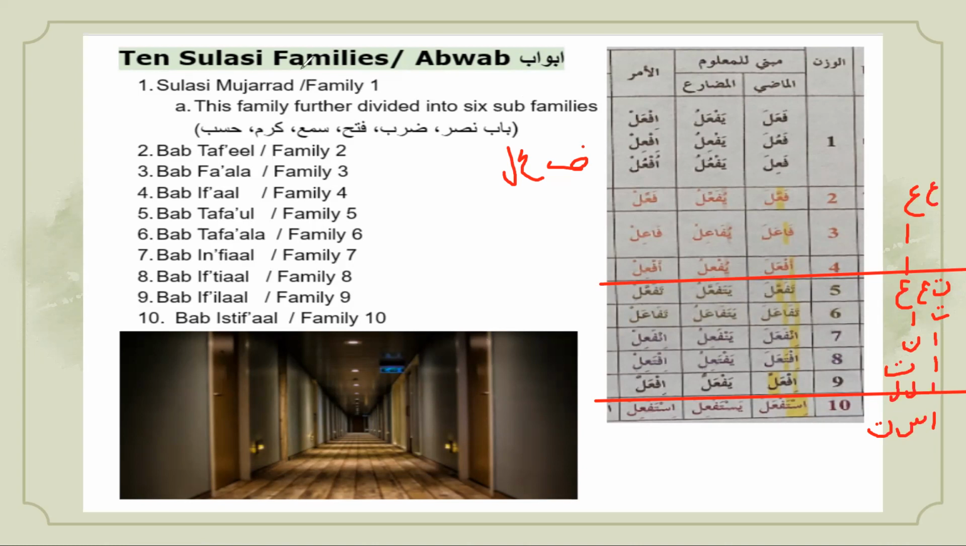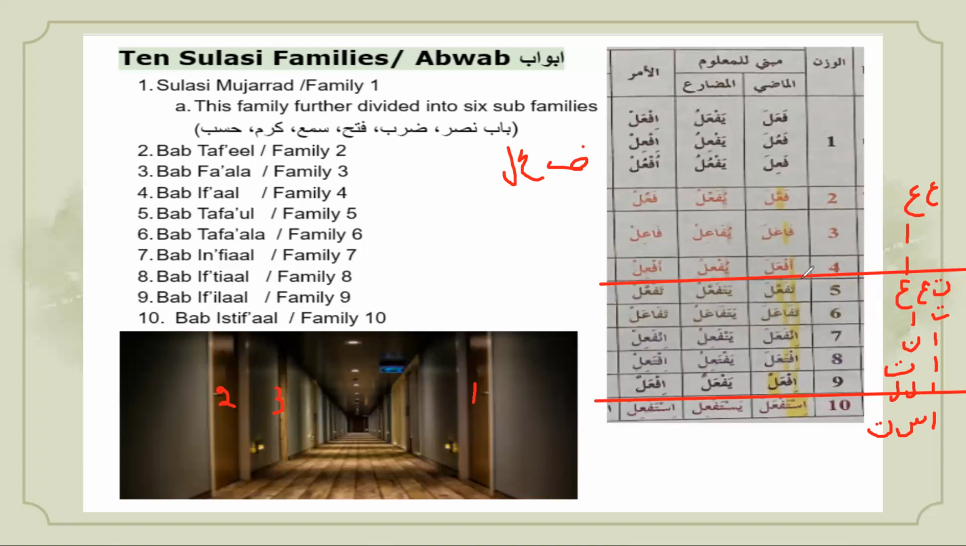Because when fa'ala comes through family 1, the first door, bab Sulasi Mujarrad, then it is fa'ala yaf'ulu or fa'ila yaf'alu, right? But when it comes from the second door, bab taf'il, then it takes the form of fa'ala yufa'ilu taf'ilan. So that's why it is called bab taf'il. And when the same 3 root letters come from the third bab, family 3, they take the form of fa'ala yufa'ilu fi'alan. That's why the third family is called bab fi'al.